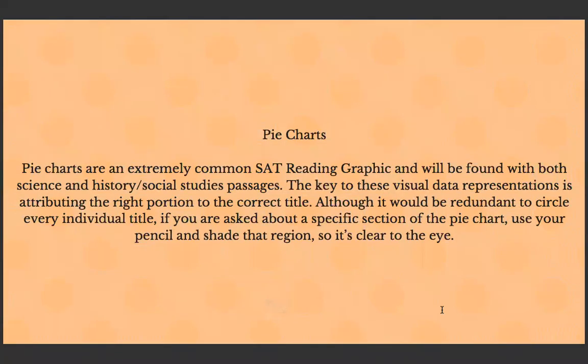Pie charts are extremely common on the SAT and will be found in science, history, and social studies passages. The key to these visual data representations is attributing the right portion to the correct title. Although it would be redundant to circle every individual title, if you are asked about a specific section of the pie chart, use your pencil and shade that region so it's clear to the eye.